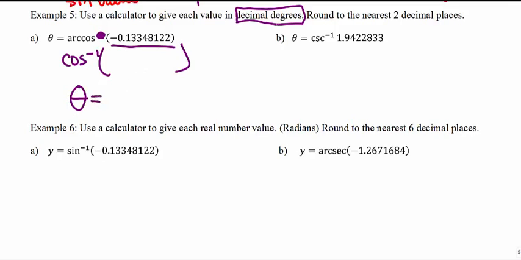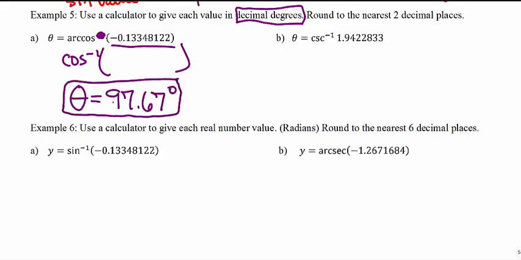And we're going to round to the nearest 2 decimal places. So you should get 97.67 degrees. So this angle theta has a cosine value that we were given here. And remember that with cosine, our calculator is going to spit out values from quadrants 1 and 2. And this comes from quadrant 2.